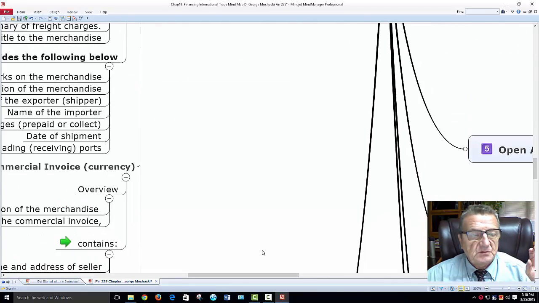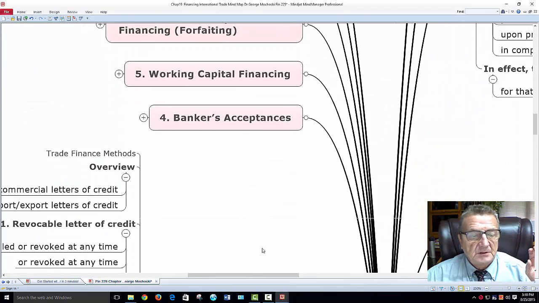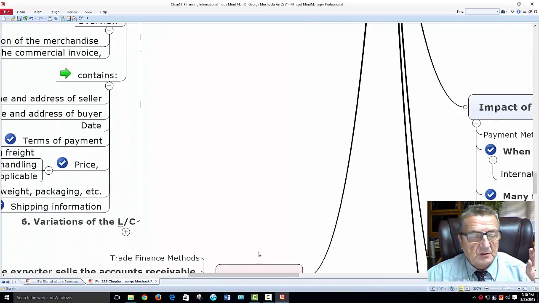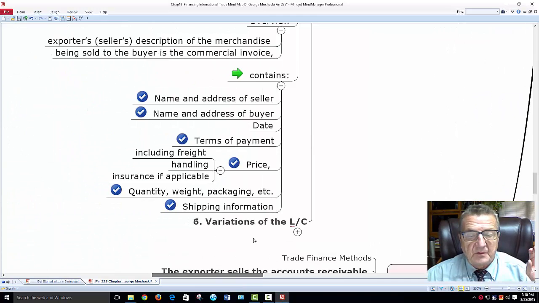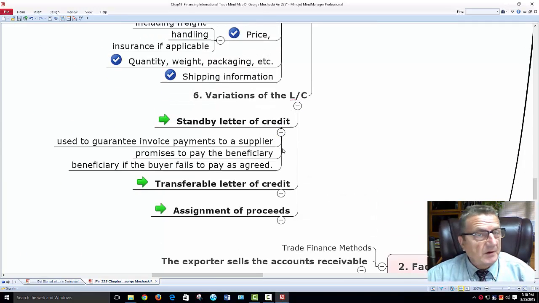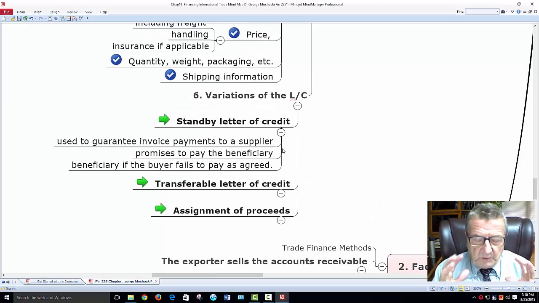So we got factoring coming up in here. Where was I? I moved around here. The last one. Okay, here we go. Letters of credit. Variations of different types of letter of credit is the standby letter of credit. Remember, when you're looking at a letter of credit or any of these instruments, the terms and conditions are what I agree with.